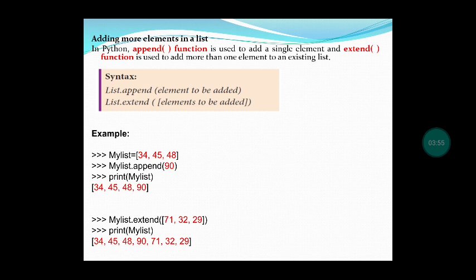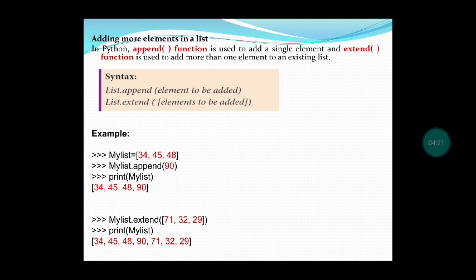List dot append of element to be added. One element only we can add. List dot extend of elements to be added. More than one element we can give in the parenthesis. Let us see the example for append and extend. Next example, what value is given? My list equal 34, 45, 48 is given.